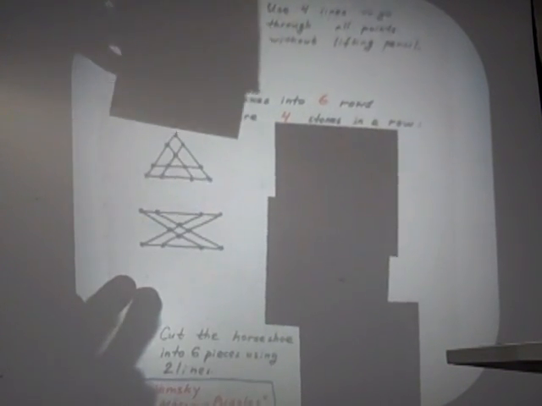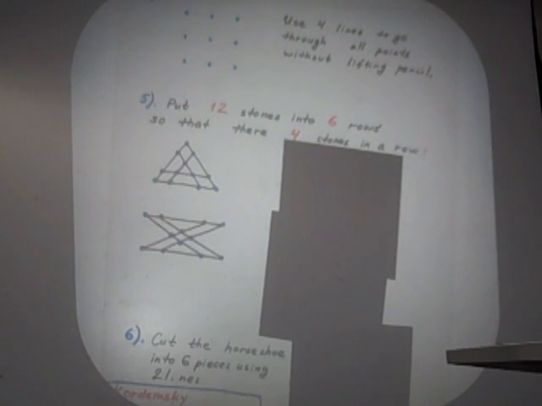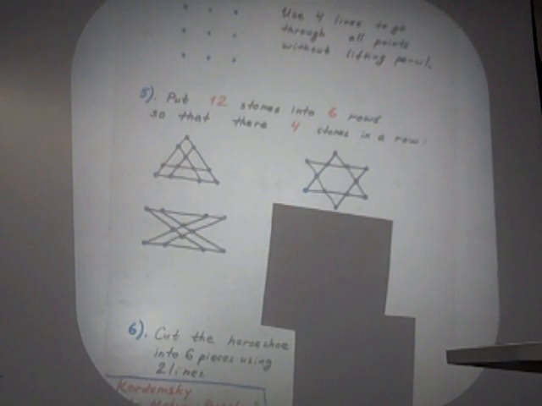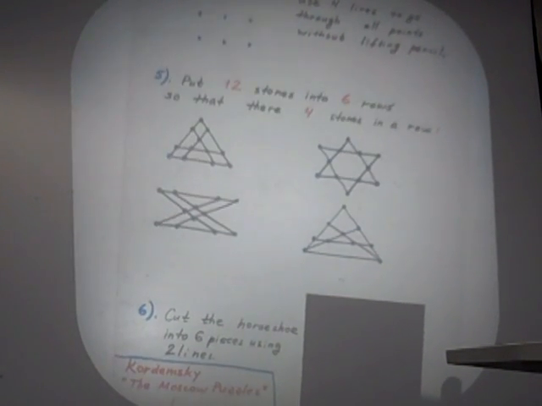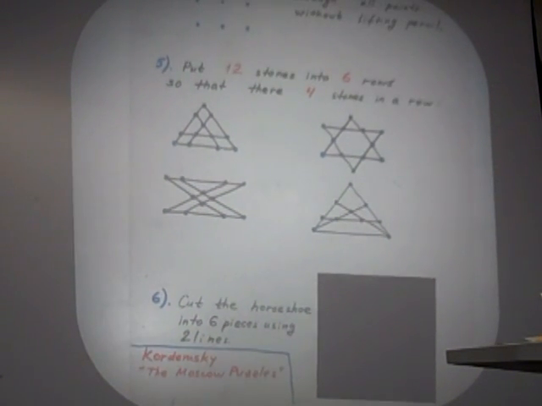I have to rescale the time of my talk due to time constraints. So solutions can be like that, or like this, or like, I think, yeah, or like that. Or take a horseshoe and cut it into 6 pieces using just 2 lines.